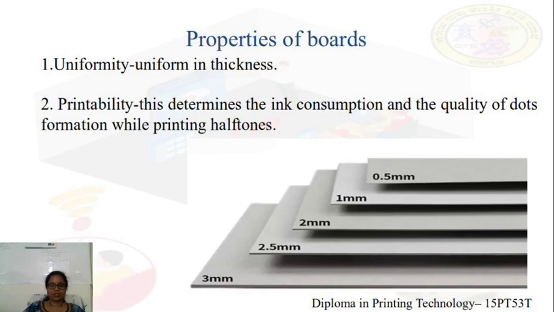Printability. This is yet another important factor while selecting the boards. These boards should have the ability to withstand the creasing and folding operations. During the creasing and folding operations, the wood pulp fibers present in the board may be damaged. Also, the damage existing in the region of creasing is important for a good folding operation.